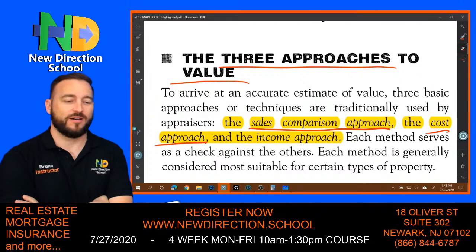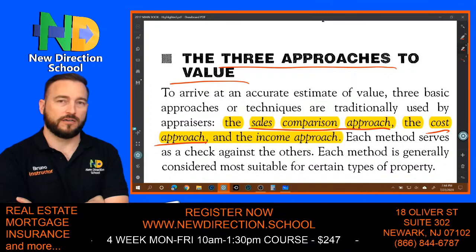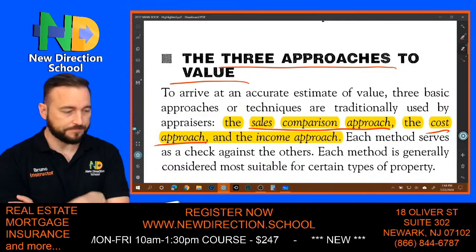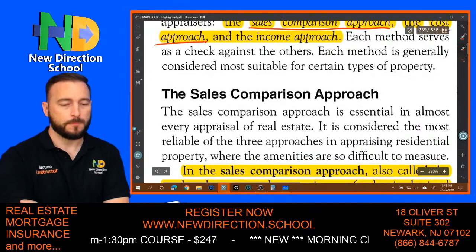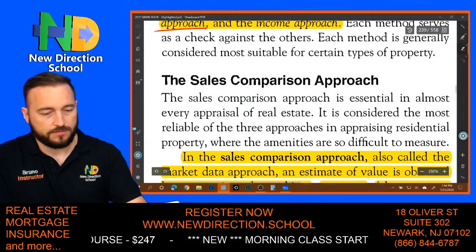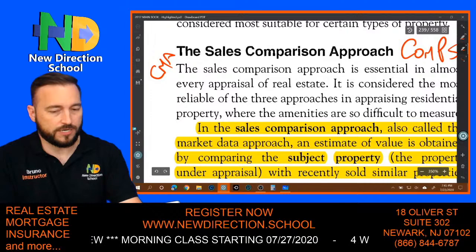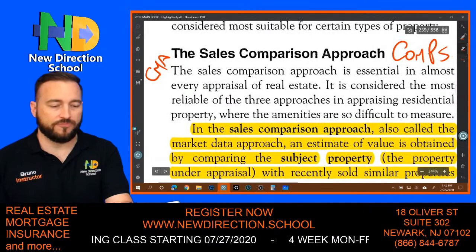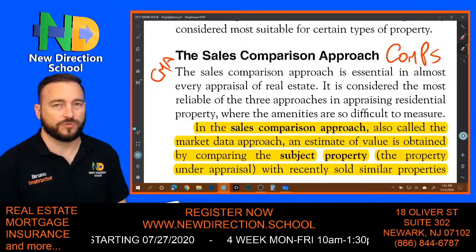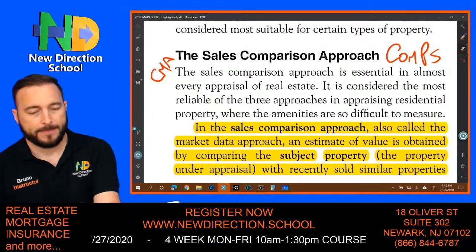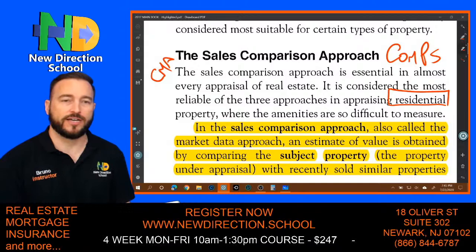So three approaches to value. The first one is very easy to understand because we've talked about it already so many times. Sorry, which is the sales comparison approach. Now, sales comparison approach, comps, right? If you ever hear it, it's comps, or also called CMA, okay? So sales comparison approach, CMA or comps mean the same. And the sales comparison approach is essential in almost every appraisal of real estate. It's also considered the most reliable of the three approaches in appraising residential property. So comps are traditional for residential. Why? Because you don't have many amenities. And we'll talk about that in a second.